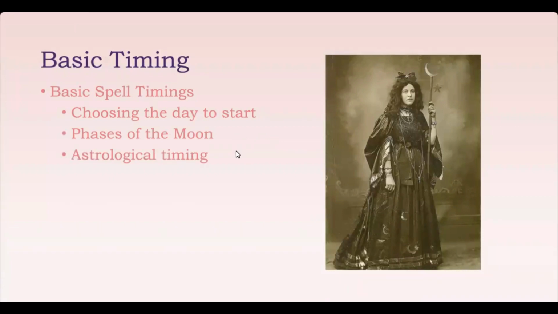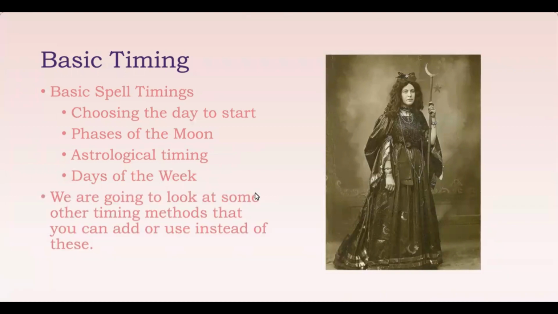We can use phases of the moon, waxing and waning phase, for example. Or we can use astrological timings where we bring in the moon, the sign the moon's in or the sun's in, or we can bring in days of the week. These are all covered in that course. So if you want to know more about these, go back to the beginning Candle Magic Foundations class. But today we're going to be looking at some other timing methods that you can add or use instead of these basic timings.